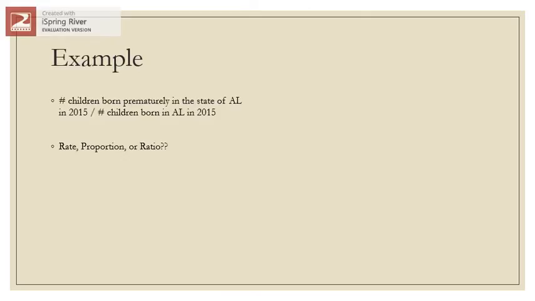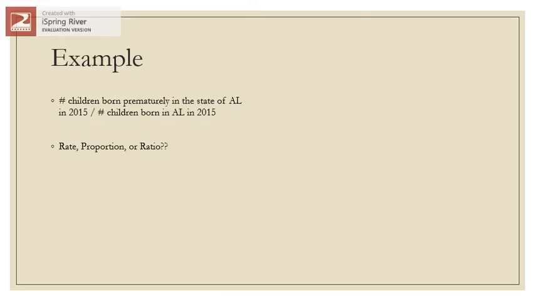Okay, so let's do a practice. The number of children born prematurely in the state of Alabama in 2015 divided by the number of children born in Alabama in 2015. Is this a rate, a proportion, or a ratio? I'm going to give you a minute to think about it. Of course, this is an online course, so I'm not going to be able to ask you, but it's to your benefit to stop this recording, write down what you think, and explain why you think it.